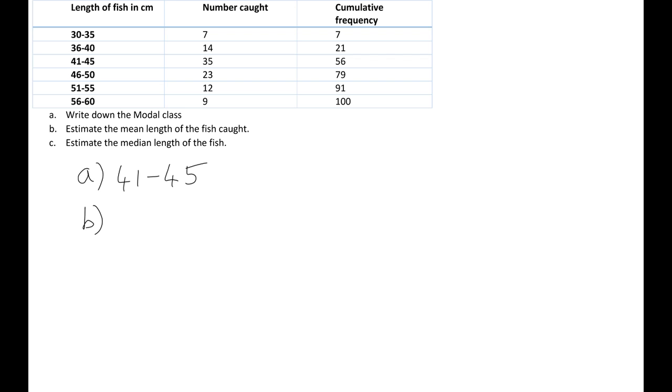Okay, why does it say estimate? Well, the point is that we don't actually know what the length of the fish were individually. We've grouped them. So when we estimate this, we have to use one particular number. We're going to pick the midpoint of these. So we're going to add a new part to our table, where we're going to put the midpoints in.